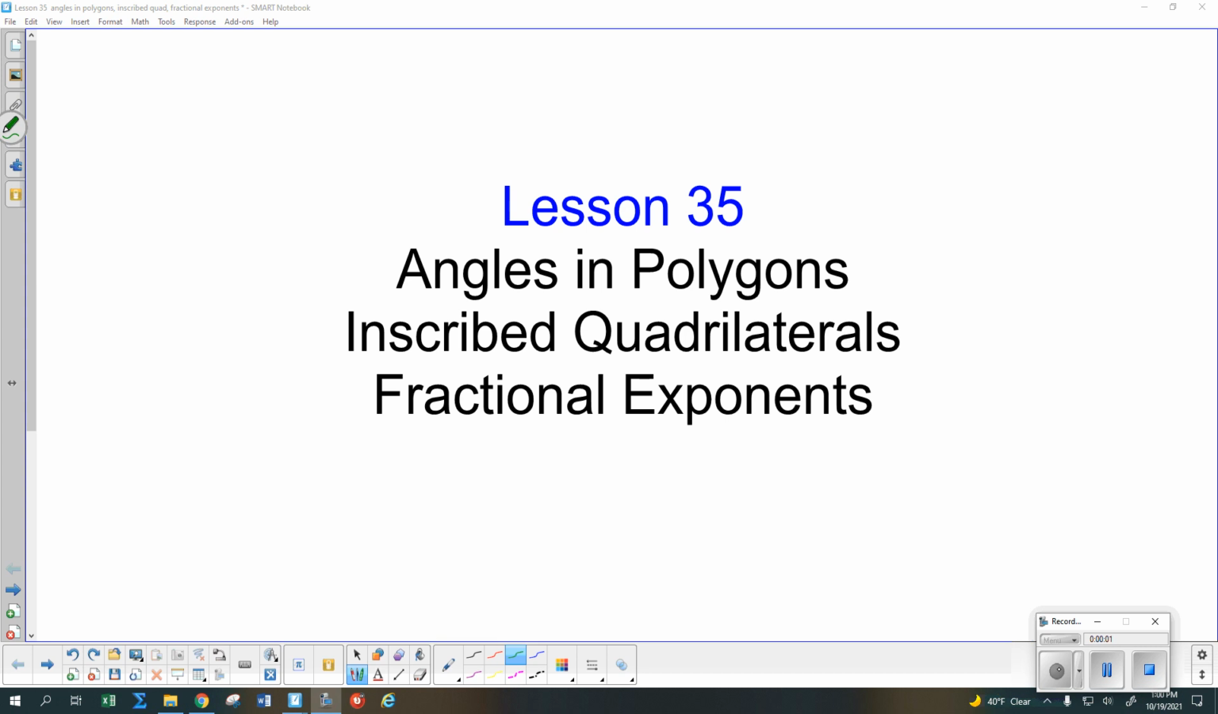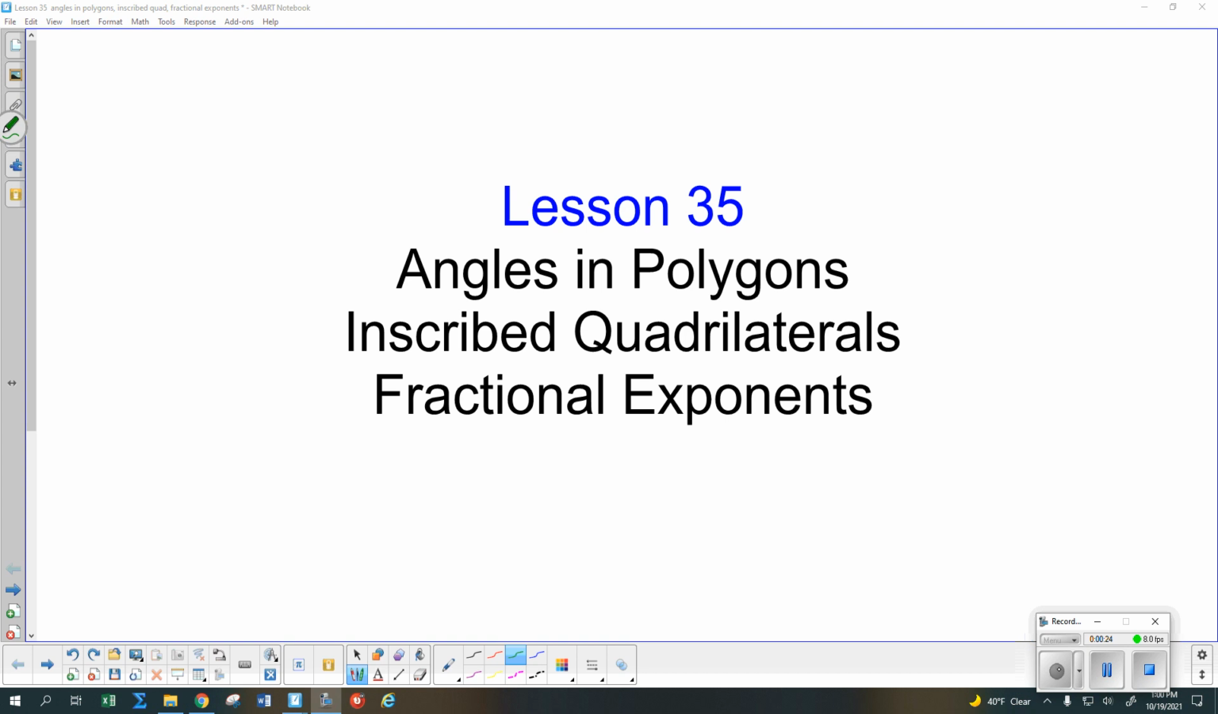In this lesson, we'll talk about the angles in different kinds of polygons. Hexagons, pentagons, octagons. What do they add up to? We'll talk about inscribed quadrilaterals, what it means to be inscribed, and what's special about quadrilaterals that are inscribed.